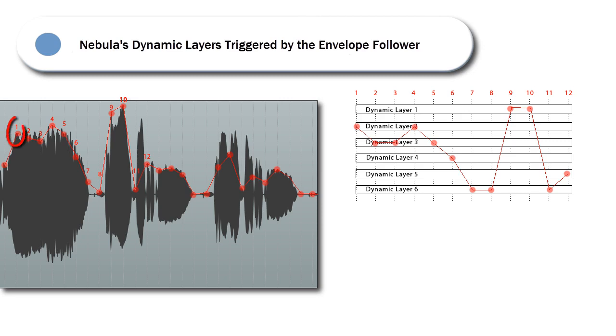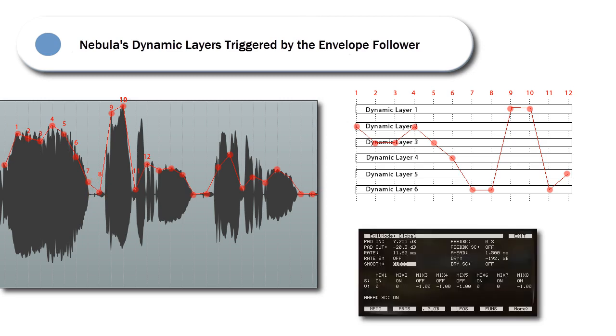For example, sample 1 is relatively high and triggers dynamic layer 2. Sample 8 is very low and triggers dynamic layer 6. As the sound is played, Nebula interpolates between the different layers. The way it does this is determined by the smooth algorithm used. This is shown by the red line crossing the dynamic layers.